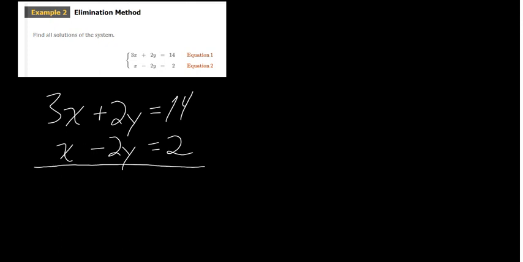Okay, so basically, again, I'm just adding these two together. Let's start from the left instead of the right this time. So 3x and x, that's going to be 4x. And then a positive 2y and a negative 2y, well, those are just going to cancel. That's going to be equal to 14 and 2, which is 16. So we have x is equal to 4.